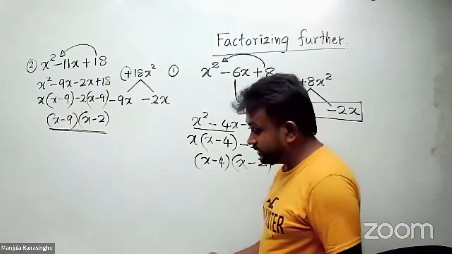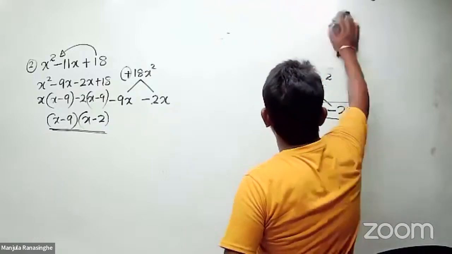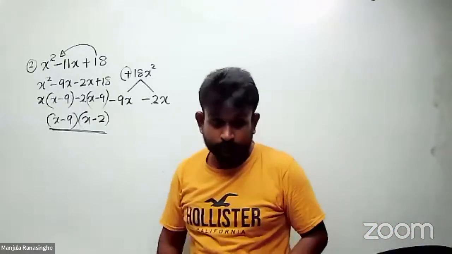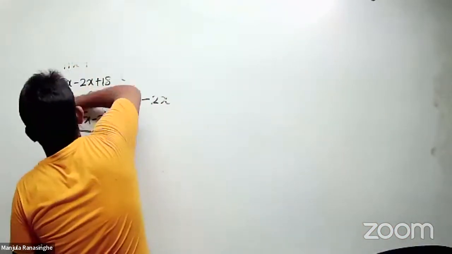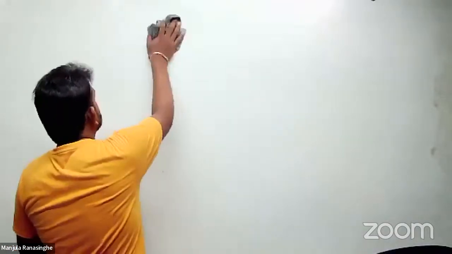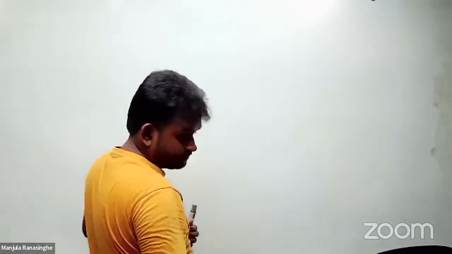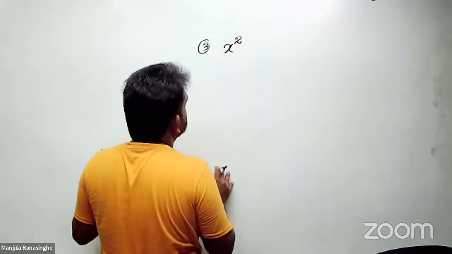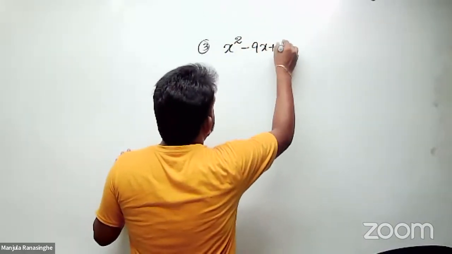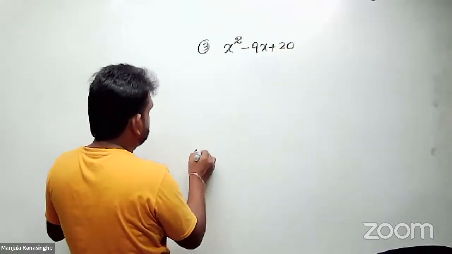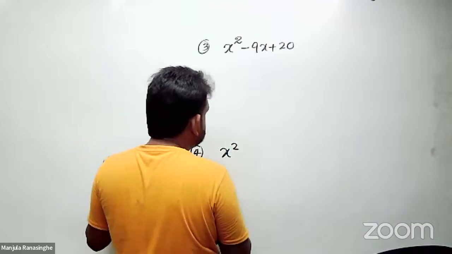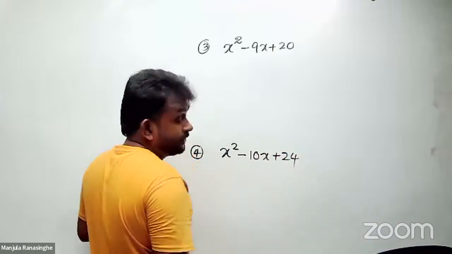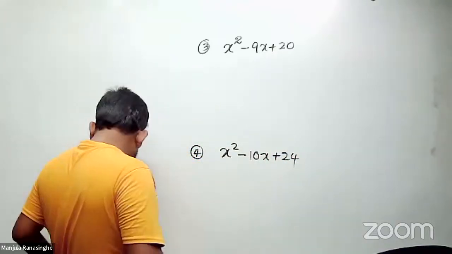Right. Okay. Now I will move to the next questions. Right. See this question, third one. X squared minus 9x plus 20, first one. Then fourth one, x squared minus 10x plus 24, right? See there, I will also help you to do it.